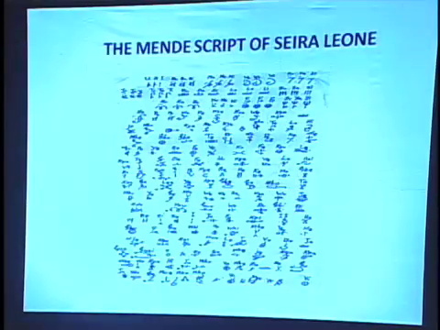Now this is the MENDE script of Sierra Leone, the MENDE script of Sierra Leone. So Sierra Leone, Liberia, next door neighbors, they're competing in intelligentsia. You write, I write. You publish, I publish. This is basically what it is. And the tribes in Liberia, they cross borders. So they're basically the same people. MENDE, VAI, Basa, same people.